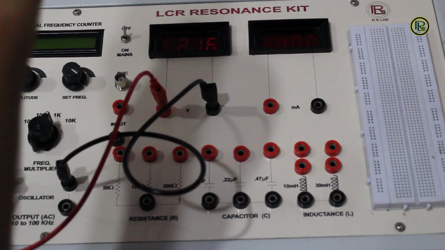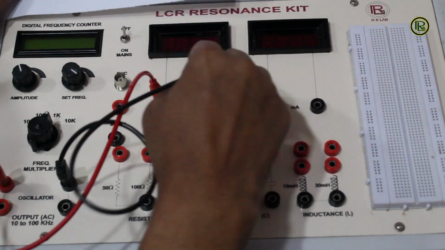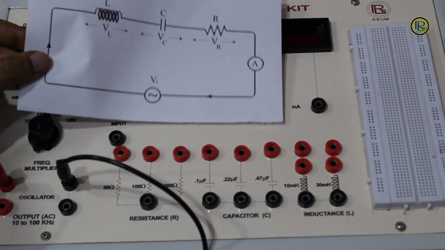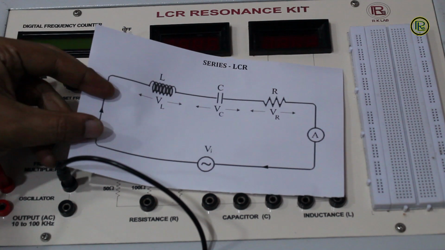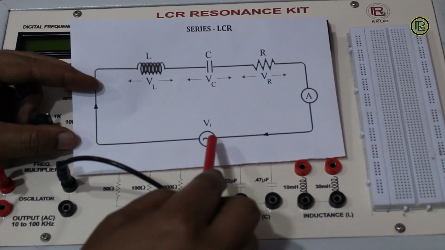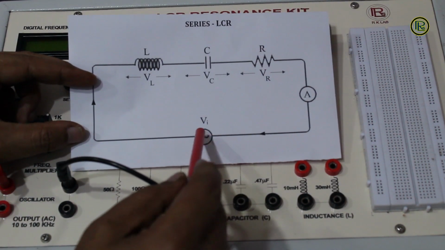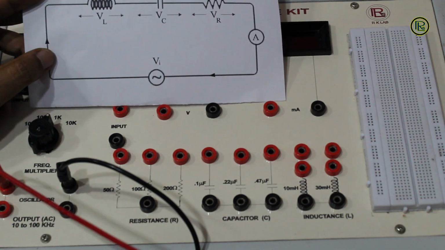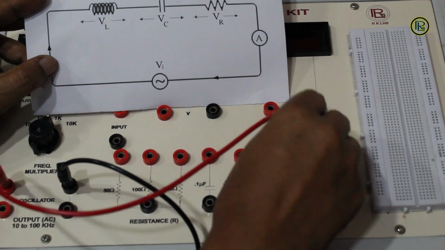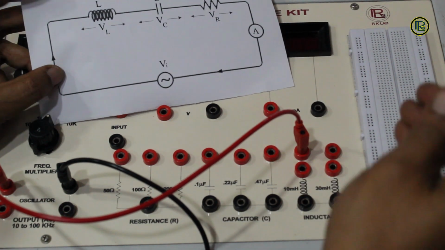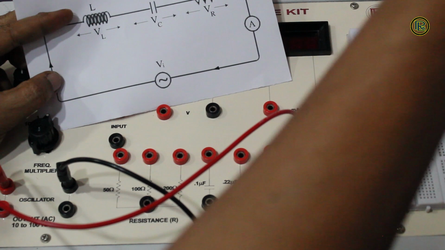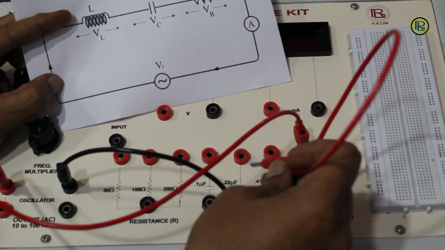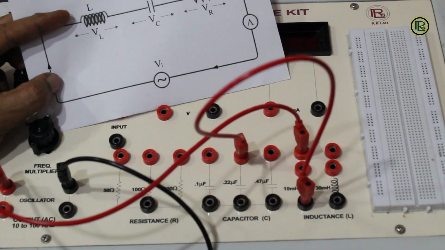So I am switching this off, and now I have to make the circuit. This is my circuit as I showed you in the slide. I have the oscillator here, then I have to go to the L. So from the oscillator I am going to the L. I am taking 10 millihenry. Then from the other end of L I am going to the C. I am taking 0.22 microfarad.